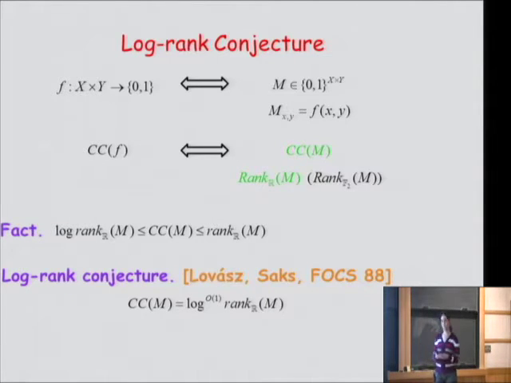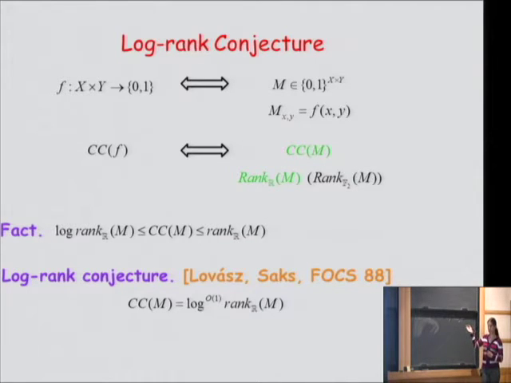Is there a reason to take the reals and not the... Yes. Very good question. Maybe I will just write the conjecture for future reference. The conjecture is that the communication complexity of a matrix M is polylogarithmic in its rank over the reals.